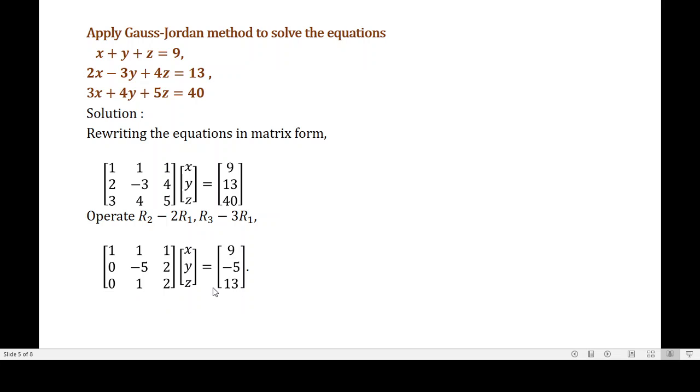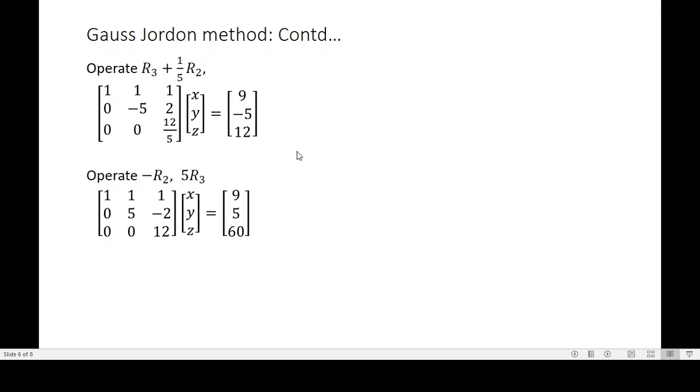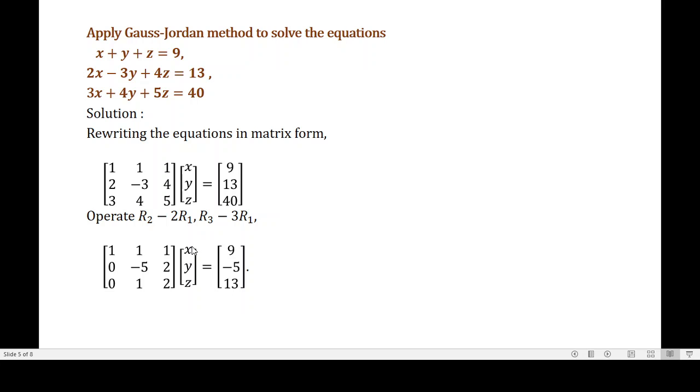Okay, so the next row operation is R3 plus 1 by 5 R2. This element is equal to 1. Let us make this element 0, by considering this pivot element. So we need to multiply this element by 1 by 5. So this becomes minus 1. If I multiply minus 5 by 1 divided by 5, then I get minus 1.